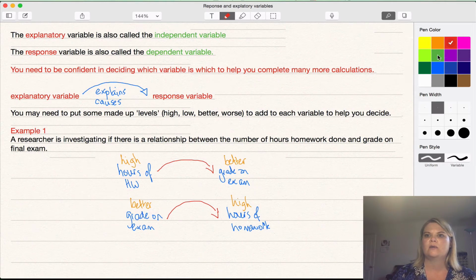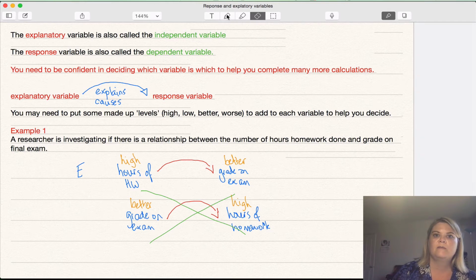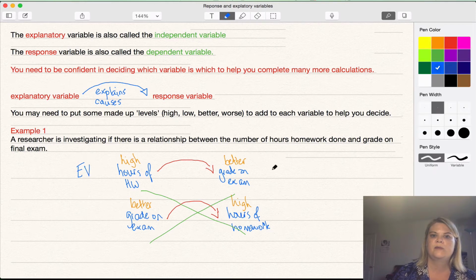So I'm going to cross the bottom one out. And we know the top one is the correct diagram we're looking for. All we need to do now is label it: the explanatory variable is the one on the left, and the response variable is the one on the right. I'll use EV for explanatory variable and RV for response variable.